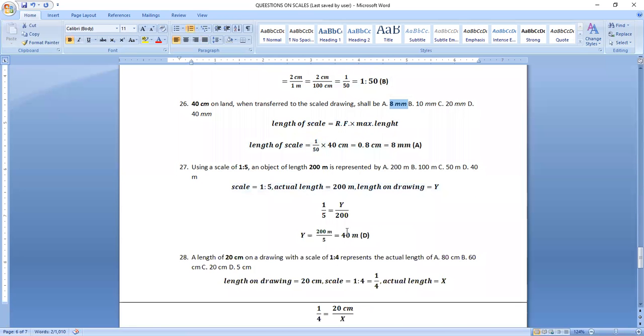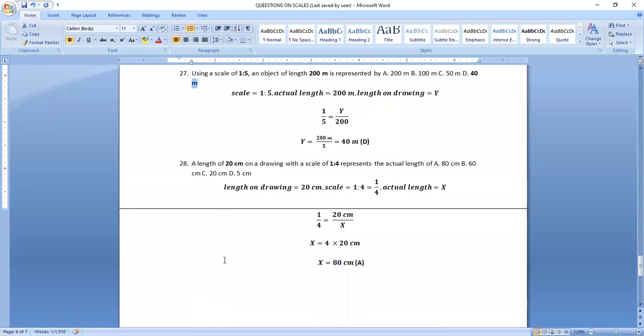Then we come to question 27, which says that using a scale of 1:5, an object of length 200 meters is represented by. The scale is 1:5, the actual length is 200 meters, and the length on drawing is what we are asked to calculate. So we have 1/5 is equal to y/200. So the length on drawing is 40 meters, which gives us option D as the right answer to the question.